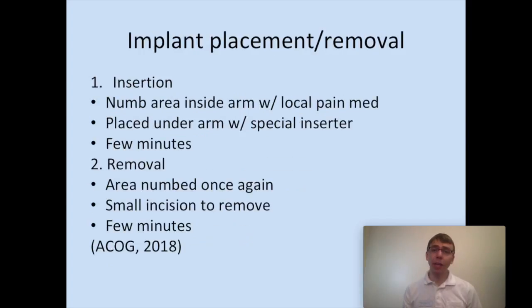And now we have implant placement and removal. Now the implants are not placed in the uterus like the intrauterine contraceptive, they're placed in the upper arm. So with insertion, the OBGYN, the obstetric gynecologist doctor, will numb the area in the arm with a local pain medication. It's not going to put you to sleep or anything, it's just local. Then they'll take a special inserter and place the implant in the arm. This procedure only takes a few minutes.